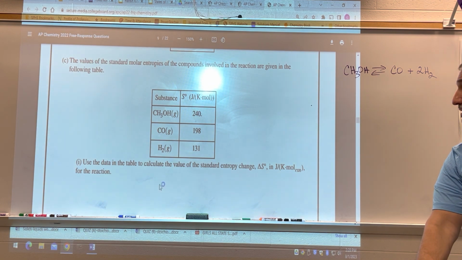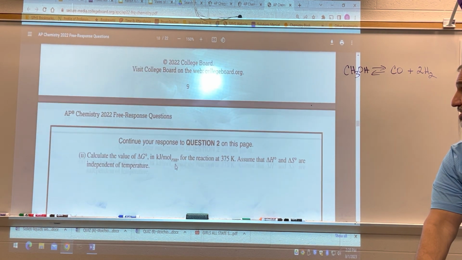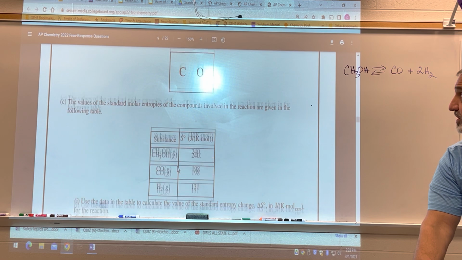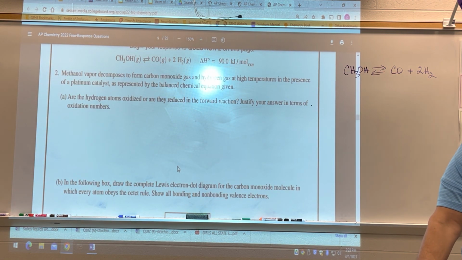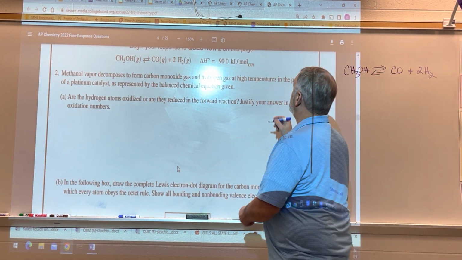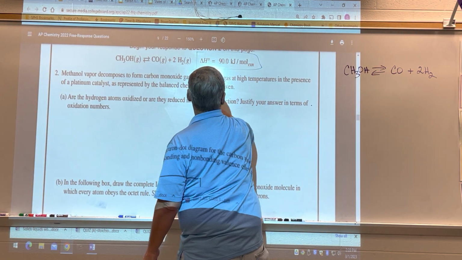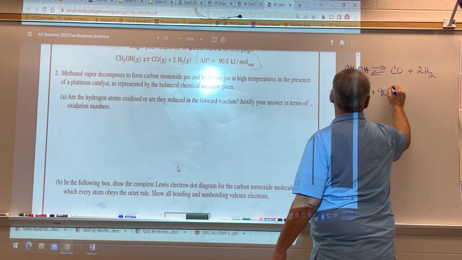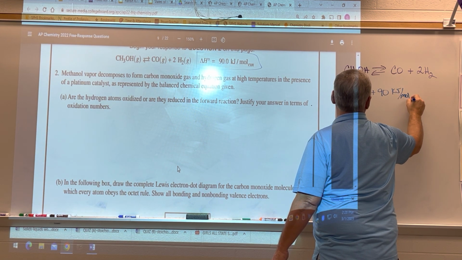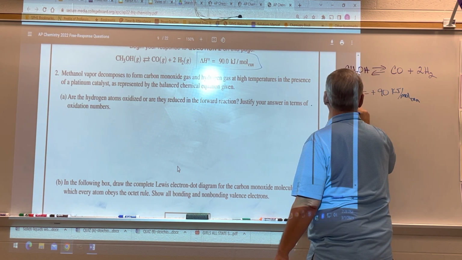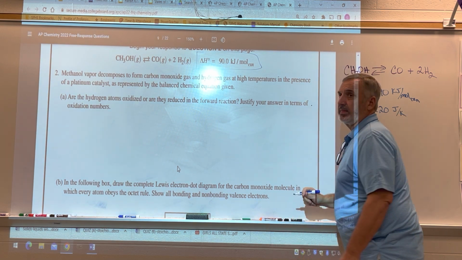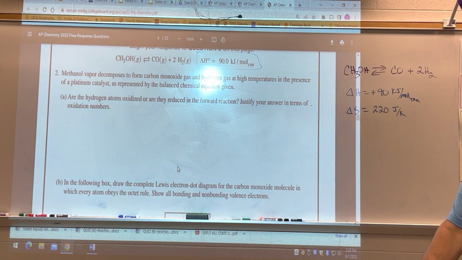So then we come down. We're on CI. Here's CI2. So calculate delta G. Now, we'll come back up here. So calculate delta G. That's given. So we know this. So delta H is equal to a positive 90 kilojoules per mole reaction. We just got delta S to equal 220 joules per K.